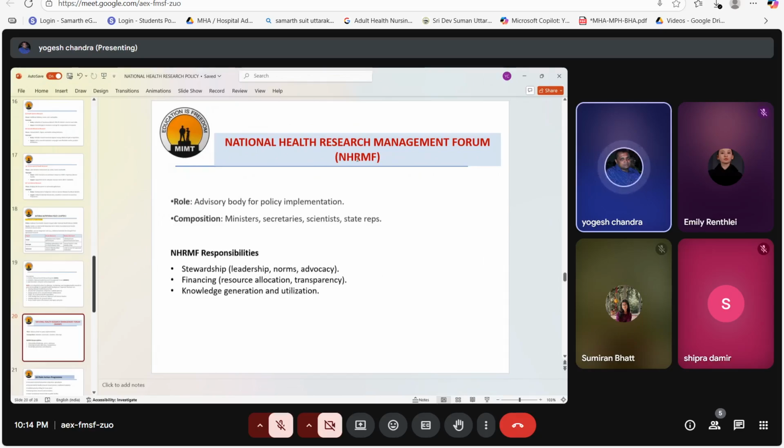Resource allocation means there must be some kind of transparency. And ultimately aim is the same, that is the knowledge generation. And after generating some kind of knowledge or some kind of result, that should also be utilized on the practical ground. That is the aim of this NHRMF. और ये सारे जो हैं, ये सारे पार्ट हैं नेशनल हेल्थ रिसर्च पॉलिसी के.